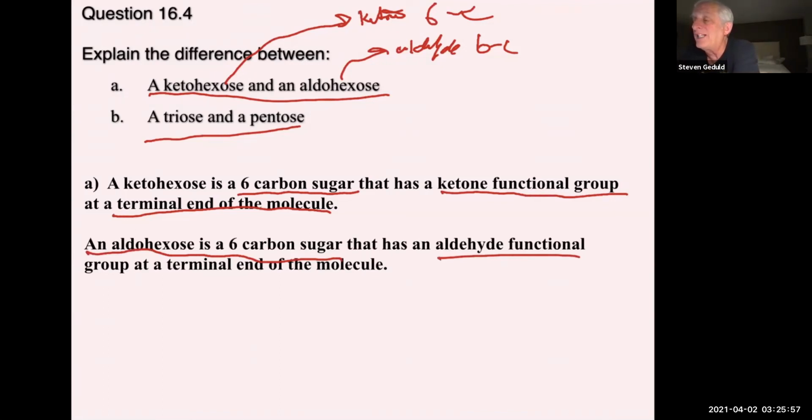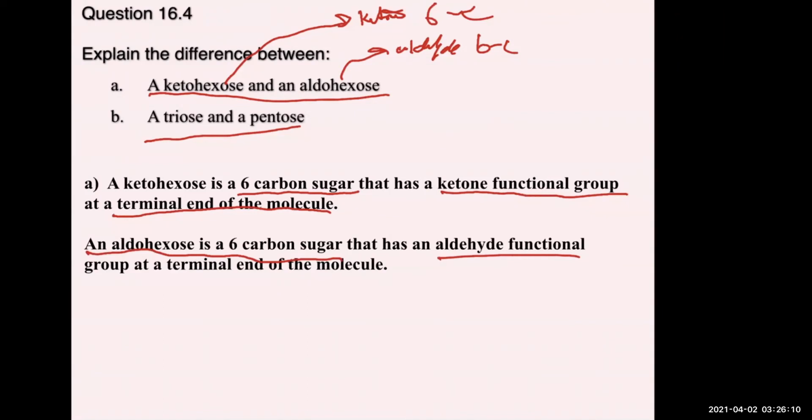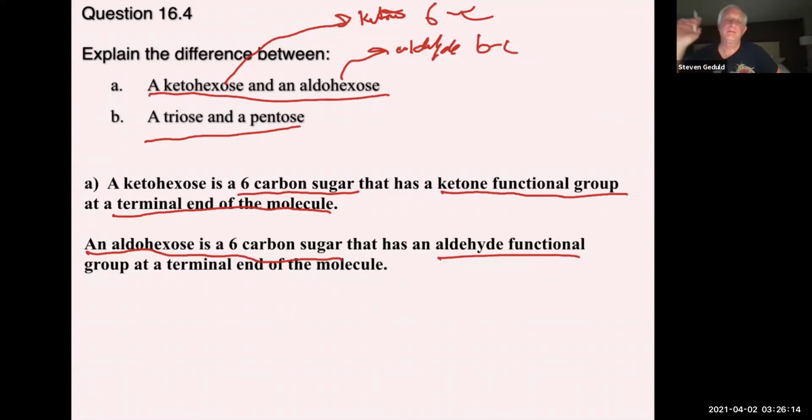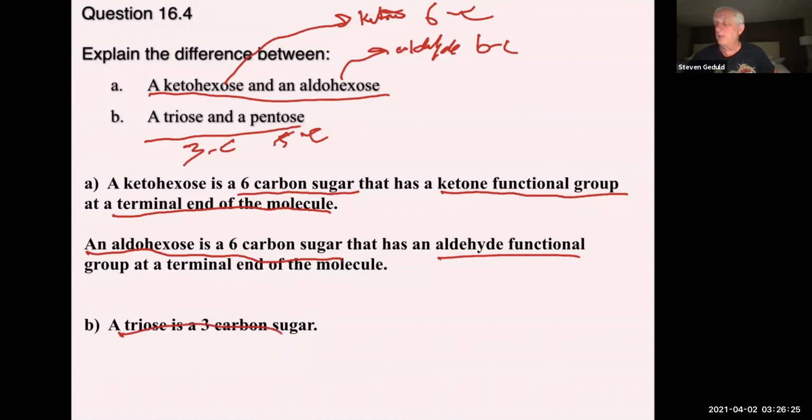Now, what's the difference between a triose and a pentose? Who wants to guess on that one? A 3 carbon sugar versus a 5. That's it, you got it. Couldn't have said it better myself. A 3 carbon sugar versus a 5 carbon sugar. A triose is a 3 carbon sugar. A pentose is a 5 carbon sugar.